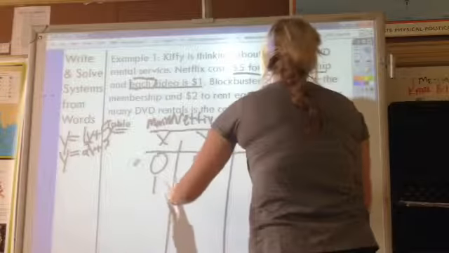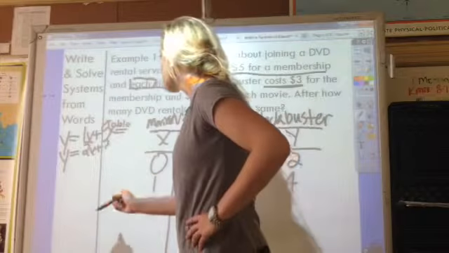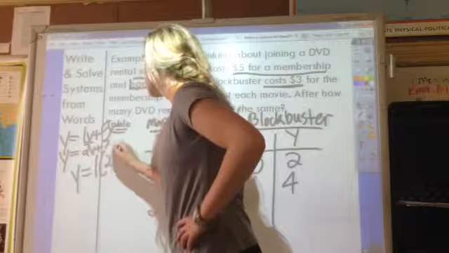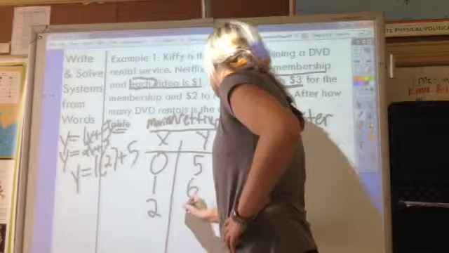My coordinates still don't match yet, so I'm going to go ahead and try 2. If I plug in 2 for my first equation, I'm going to come out with y equals 1 times 2 plus 5. 1 times 2 is 2. 2 plus 5 is 7.